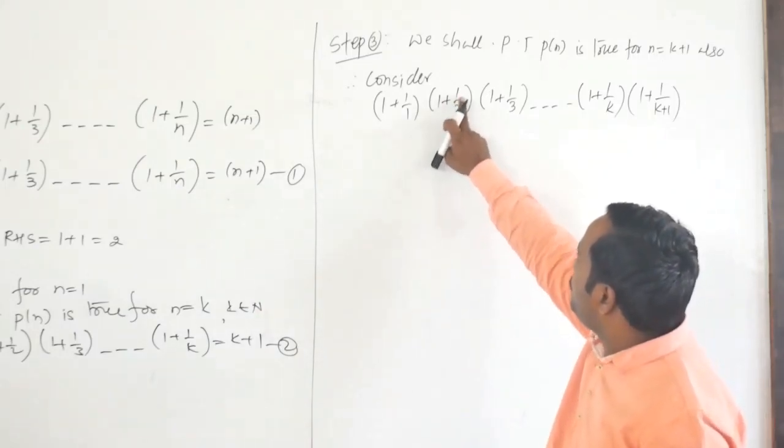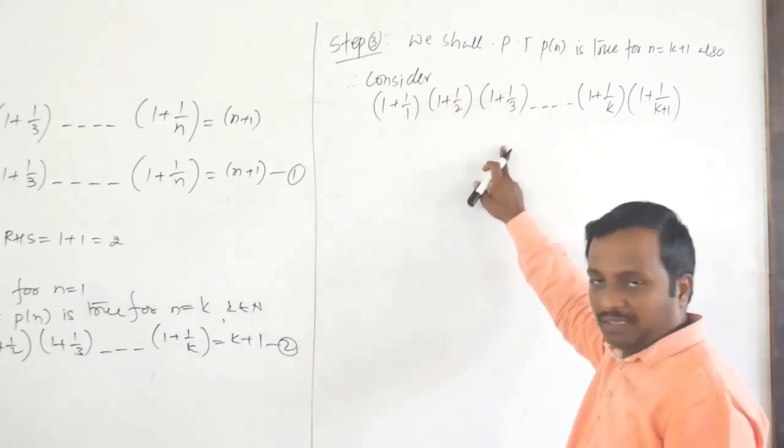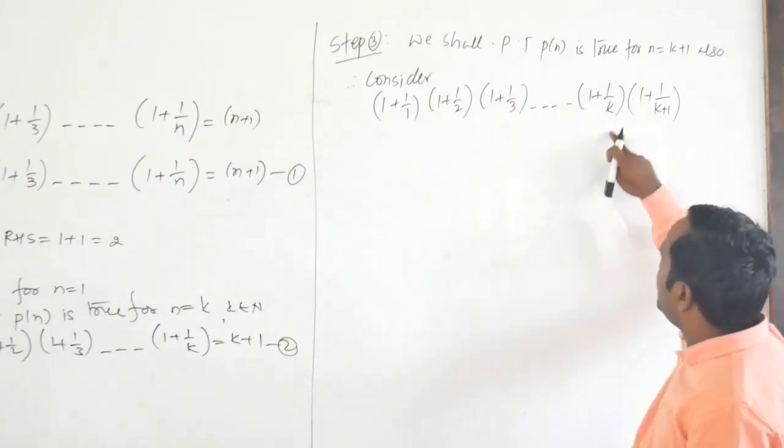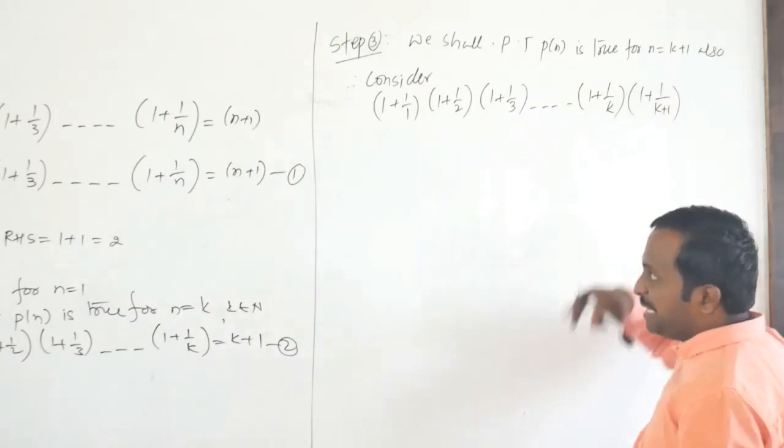Second term 1 plus 1 by 2. Third term 1 plus 1 by 3. Nth term 1 plus 1 by n. And kth term 1 plus 1 by k. Next term 1 plus 1 by k plus 1.